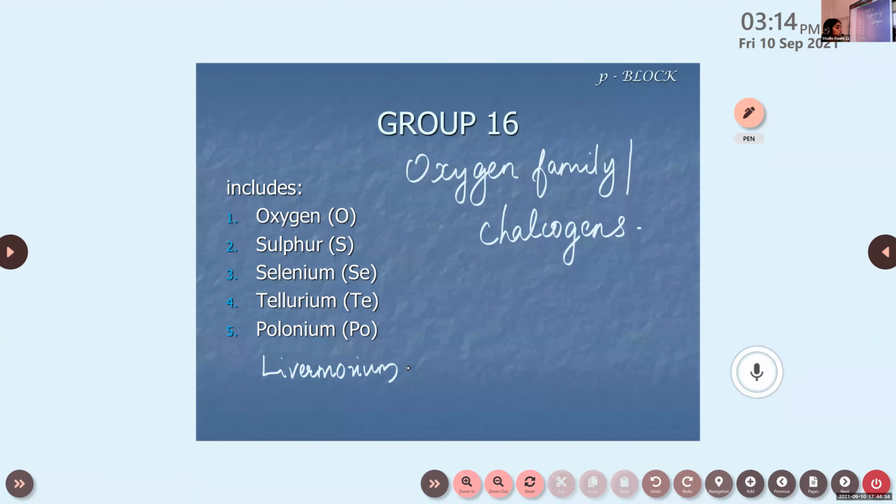In the previous group also, there is one element, moscovium, right? It's a radioactive element. It can be synthetically produced, and in very limited amount, so we cannot learn the complete properties of that element. In the case of livermorium also, it's a radioactive element that can be synthetically produced. Not available in nature. So we cannot determine the complete properties. So these are the elements present in group 16. They are known as the oxygen family or otherwise chalcogens: oxygen, sulfur, selenium, tellurium, polonium. Clear, children?